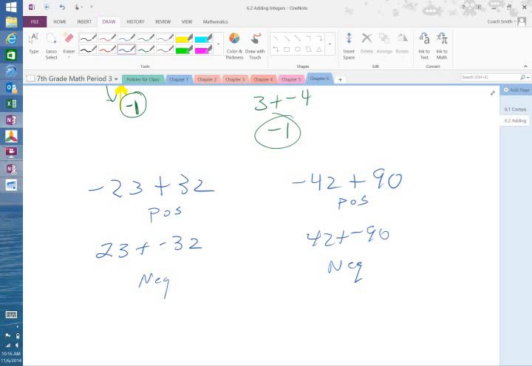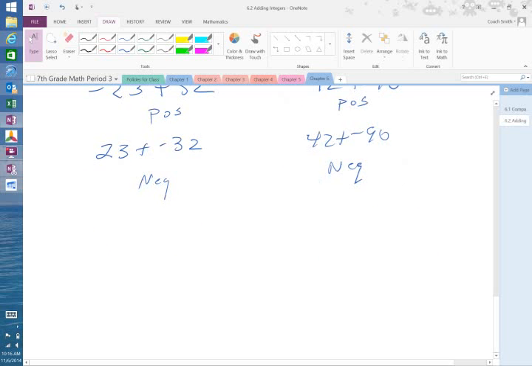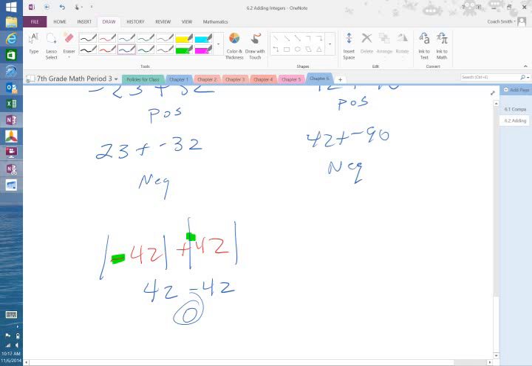Okay, negative 42 plus positive 42. Good question. If we follow our rules for negative 42 plus a positive 42, I have a negative and a positive. So that means I have to take their absolute values and subtract them. What is 42 minus 42? Zero. That's your answer. Zero is neither negative nor positive. It's just zero. And the rule is this. There is an actual rule for that. When you take a number and add its opposite to it, it's always equal to zero.